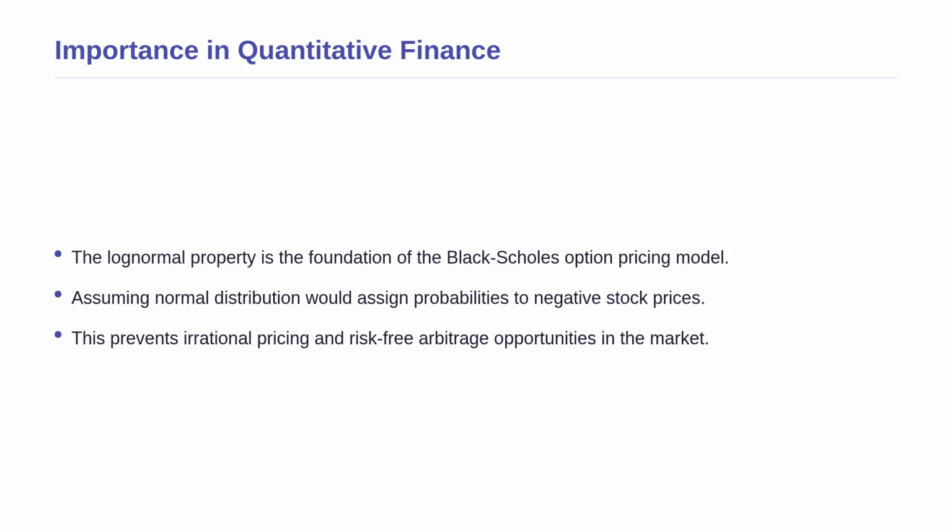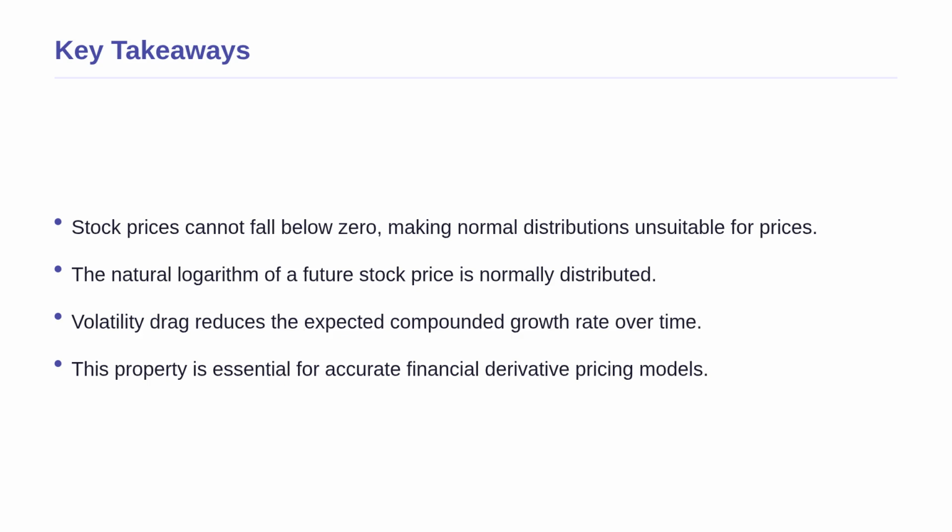So, we have proven that the log-normal property holds. This brings us to why this matters in the real world of quantitative finance. This property forms the foundational assumption of the famous Black-Scholes option pricing model, which banks use every single day to price billions of dollars worth of financial derivatives. If financial models incorrectly assumed that stock prices were normally distributed, the models would assign a probability to the stock price dropping below zero. This would cause the models to spit out completely irrational prices, leading to massive financial losses and arbitrage opportunities. Let us summarize the key takeaways from this topic.